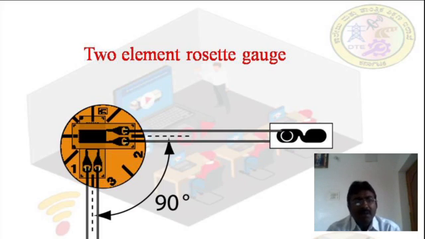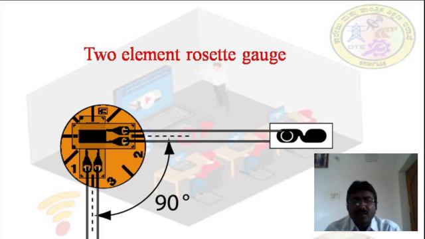But in practical situations, in complex structures, the stresses are not in two directions, they are in multi direction, that is more than two directions. And their directions are not known. In such cases, we cannot measure the principal stresses effectively by using a two element rosette gauge.